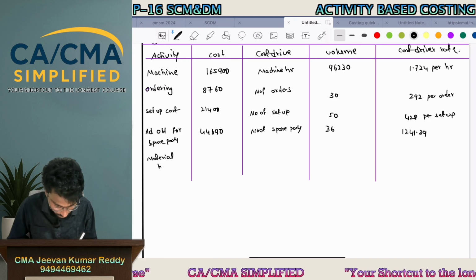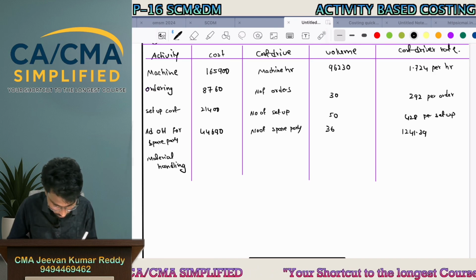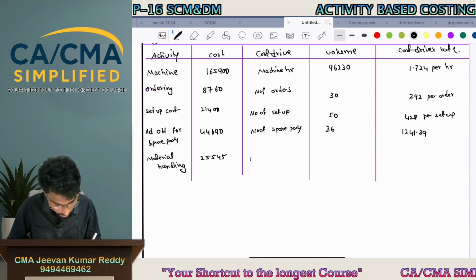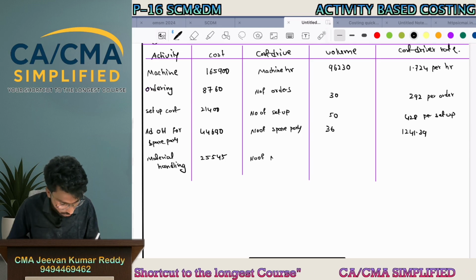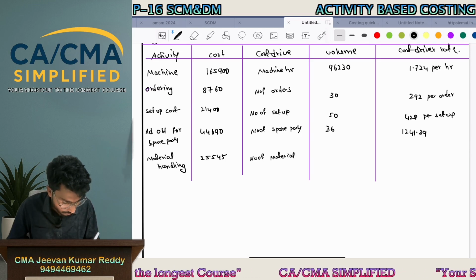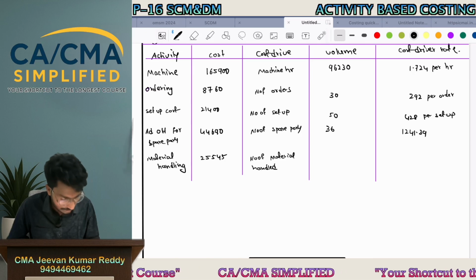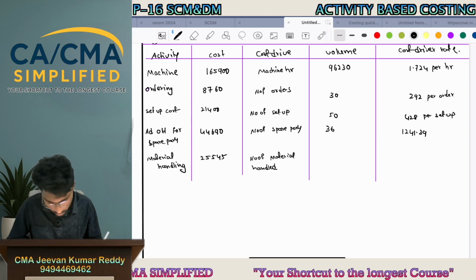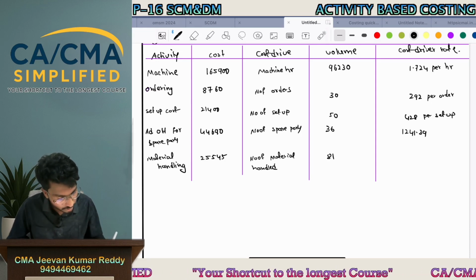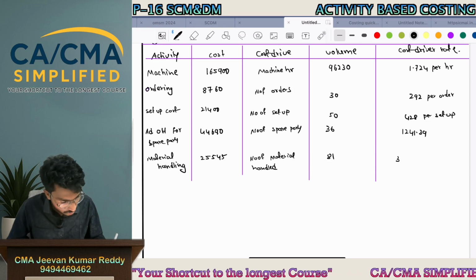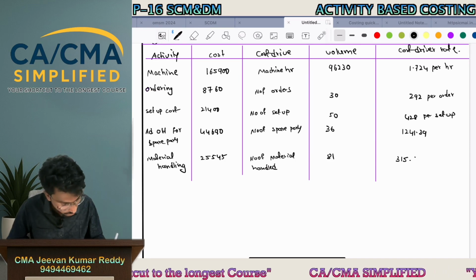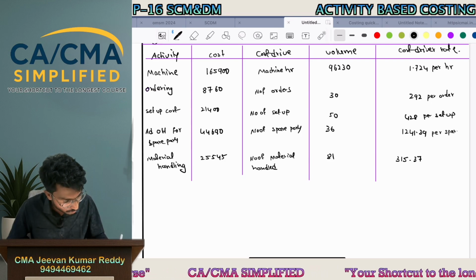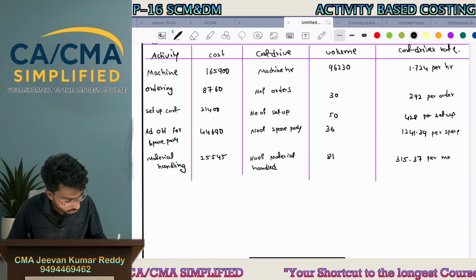Next, material handling. How much? 25,545. What is the cost driver? Number of times material handled. What is the volume? Total volume is 81. It comes to 315.37 per material handling.